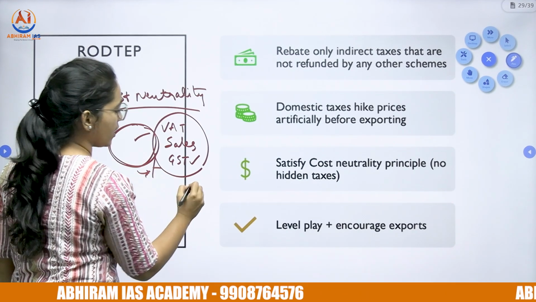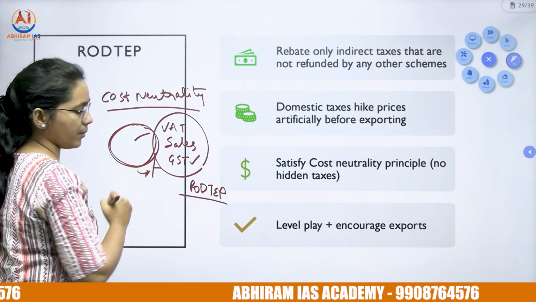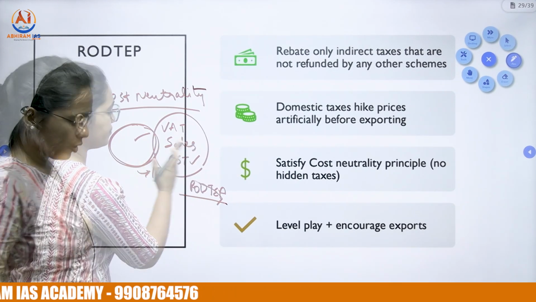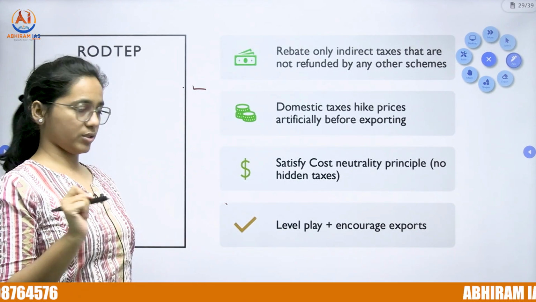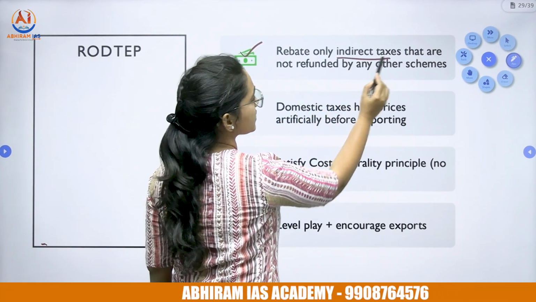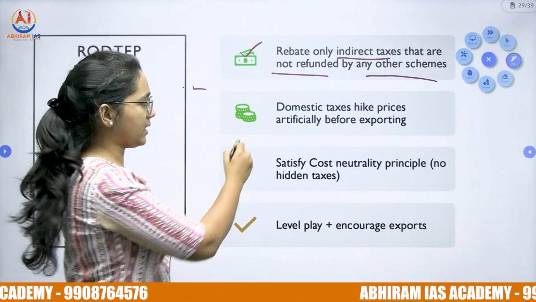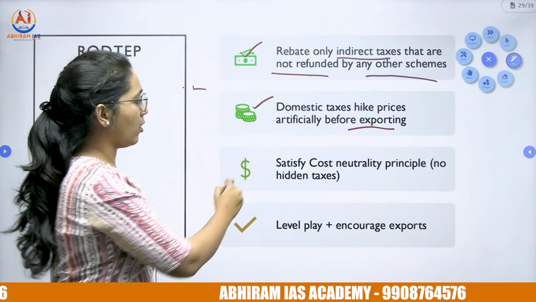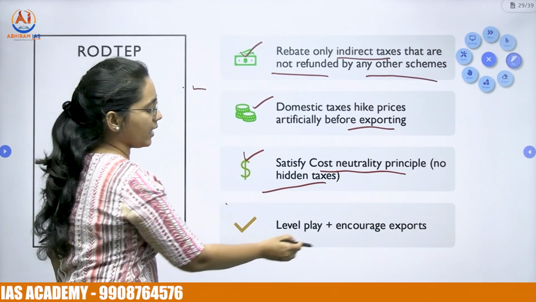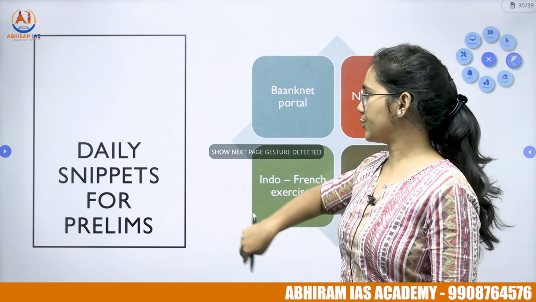That's why we have remission. Remission of all these indirect taxes through this scheme. All such indirect hidden taxes can be reimbursed to them through this scheme. Then there will be neutrality of the cost. That is called cost neutrality. This scheme will rebate only the indirect taxes that are not refunded by any other scheme. Domestic taxes cause an artificial price rise before exporting, and the scheme will satisfy the cost neutrality principle, which includes the hidden taxes. So it will ensure a level playing field and encourage the exporters also, which is a win-win for both WTO and our exporters.